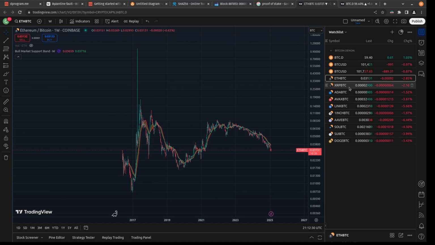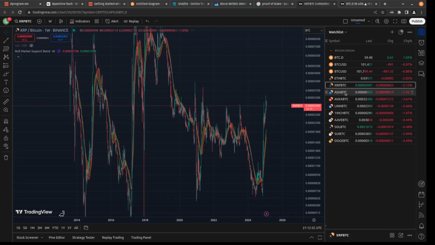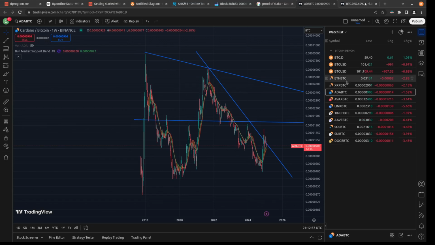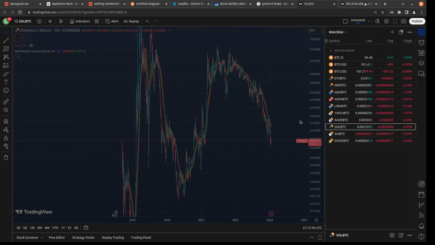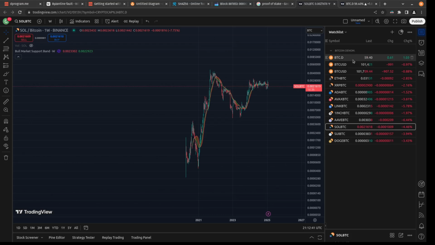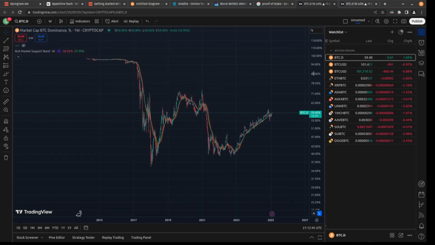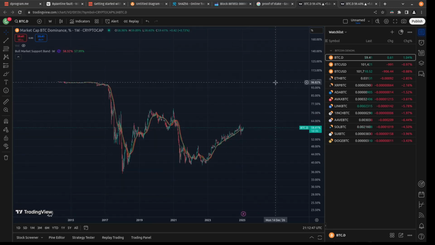Same thing for XRP, Cardano, everything else, right? That's why everything else just goes down against Bitcoin. Solana, right? And this is very evident in the Bitcoin dominance chart. This is going up. I'm of the opinion that Bitcoin dominance is going to 100%. Right, I'm a Bitcoin maxi. I think this is going to 100%. I think there's only room for one, and that is the king.